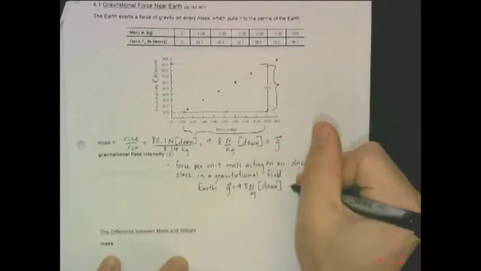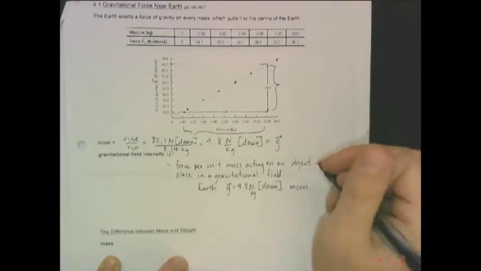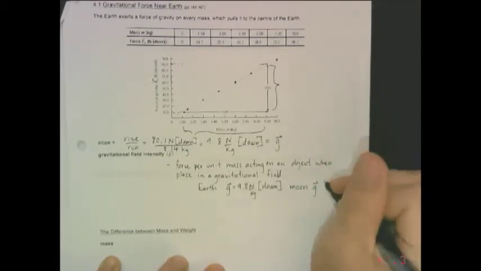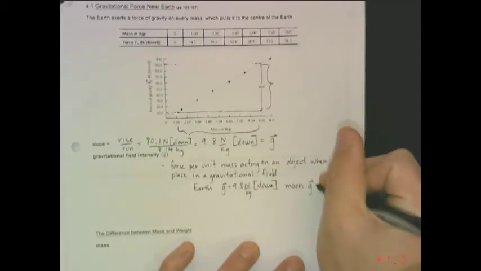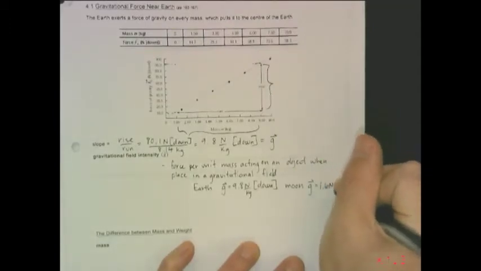But if you did this experiment on the moon, you would get a different force per unit mass. Why would you get a different force per unit mass on the moon? Can anyone think of a major difference between the moon and the Earth that would result in a lower gravitational field intensity? In fact, it's almost 10 times less. The gravitational field intensity on the moon is 1.6 newtons per kilogram.